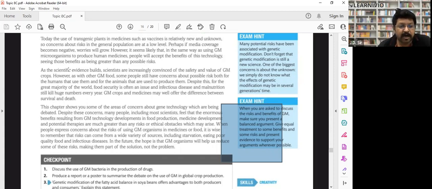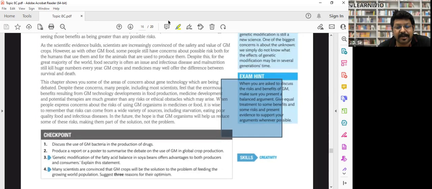Today, the use of transgenic plant medicines such as vaccines is relatively new and unknown, so the concern about the risk in the general population is at a low level. Perhaps if the media coverage becomes negative, worries will grow. That is true. However, it seems likely that in the same way as with genetically modified microorganisms used to produce human medicines, people will accept the benefit of this technology, seeing those benefits as greater than any possible risk. As scientific evidence builds, scientists are increasingly convinced of the safety and value of GM crops. However, with other GM food, some people still have concerns about the possible risk for the humans that use them and for the animals that are used to produce them.